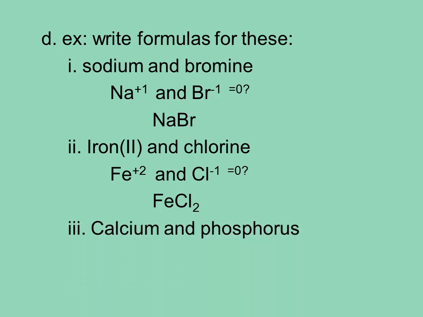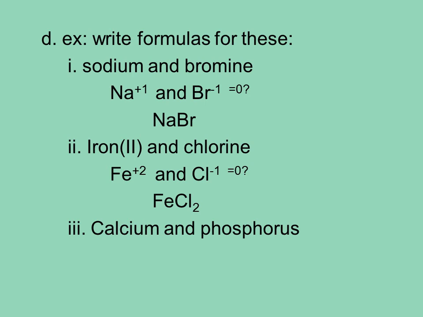Calcium and phosphorus. Calcium is Ca, phosphorus is P. Calcium is in group 2, so it takes on a +2 charge. Phosphorus is in group 5, so it's going to gain 3 electrons to become -3. How do you balance Ca+2 and P-3? They do not equal 0. So what is the common multiple of 2 and 3? It is 6.